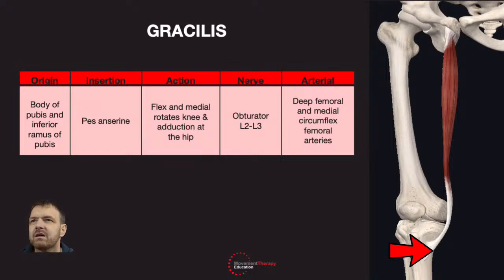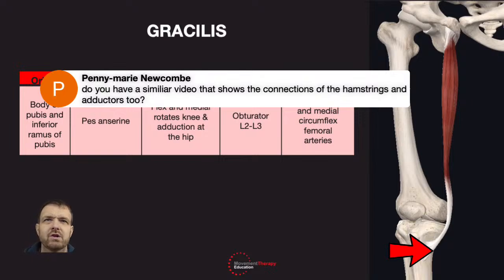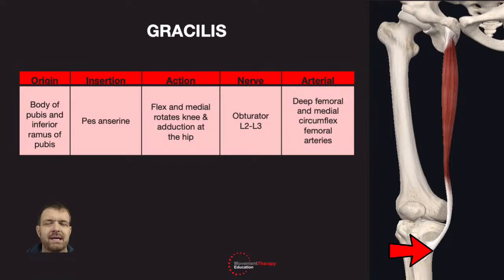Penny's just asked, do you have a similar video that shows the connections of the hamstrings and adductors too? Yes, that'll be in the next section. We'll have a look at that definitely, especially adductor magnus, because it's one of those muscles that is in the medial compartment but shares a nerve supply in different parts of the muscle. So it's considered to be a hamstring in certain portions and an adductor in others. Okay, so we'll have a look at that.